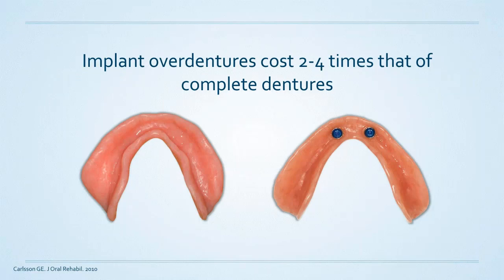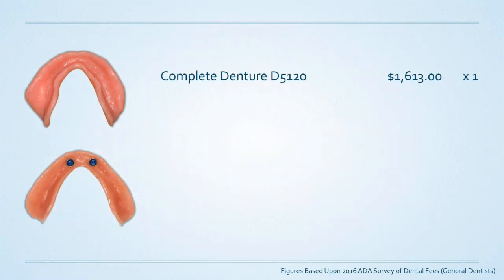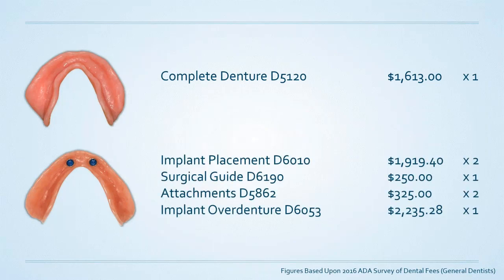The research shows that it's approximately 2 to 4 times the cost of a traditional complete denture. And how do we break that down? A standard complete denture, the national average based upon the 2016 ADA survey of dental fees for general practitioners, is about $1,600 for an arch for a complete denture. The mean or median for the implant placement is about $1,900. Surgical guide, $250. The locator attachments or abutments, $325 each. And then the implant overdenture, about $2,200.